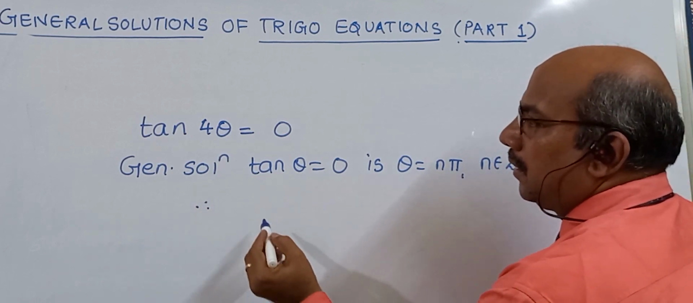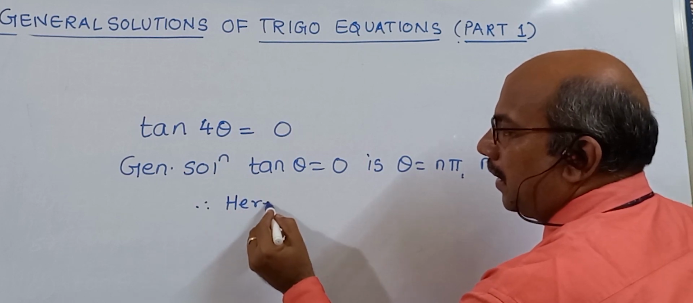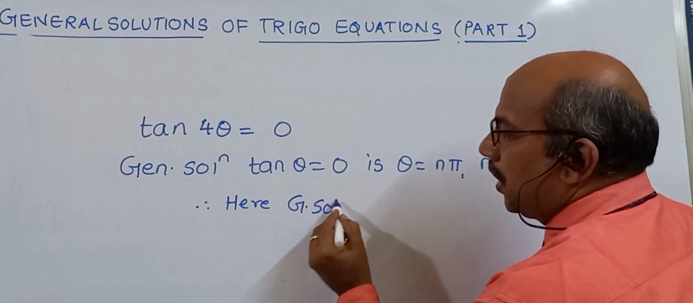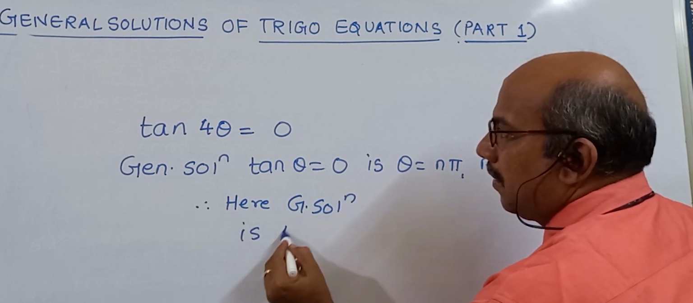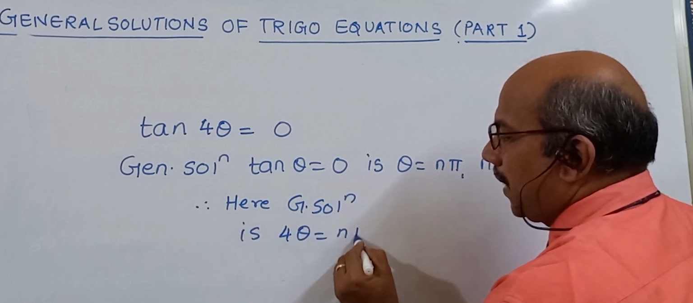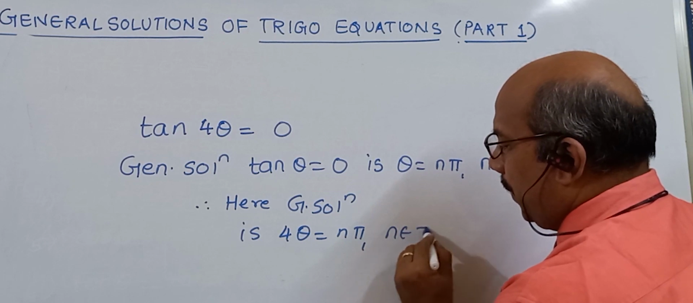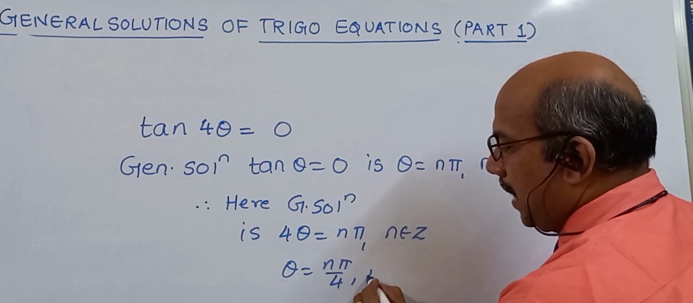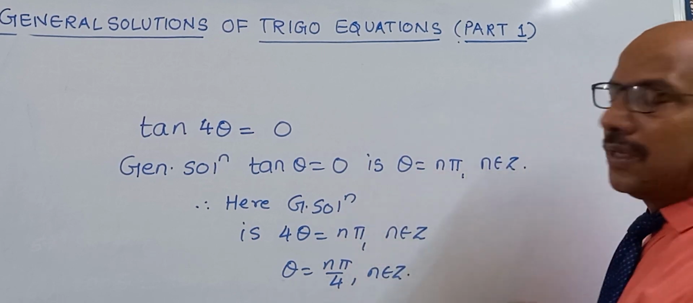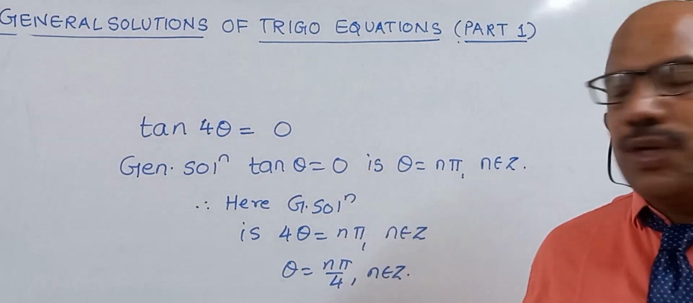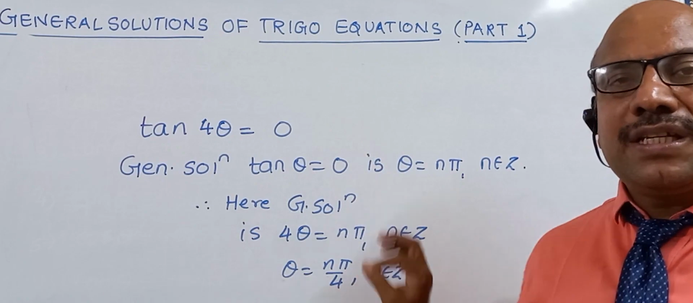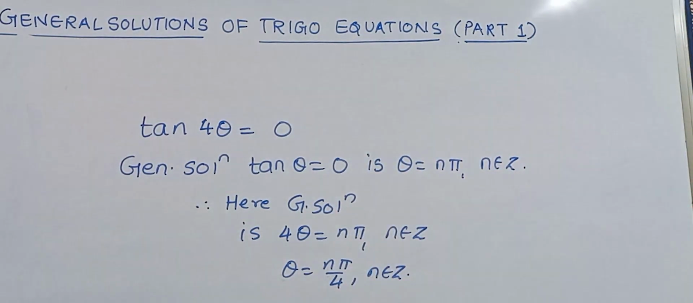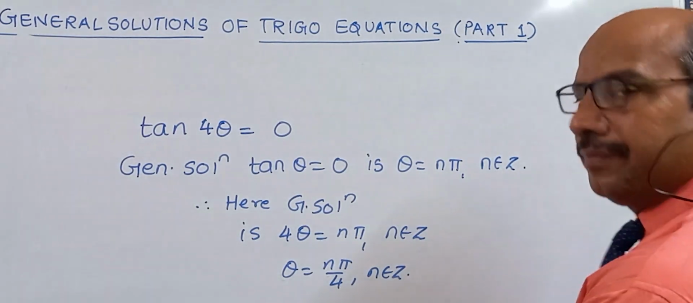Therefore, here in place of theta we have 4 theta. Here the general solution is 4 theta equal to n pi, n belongs to the set of integers. So theta equal to n pi by 4, n belongs to the set of integers. So that is your general solution for this type of sum. Very simple, will come for 2 marks. Very easy.